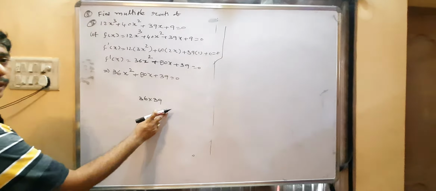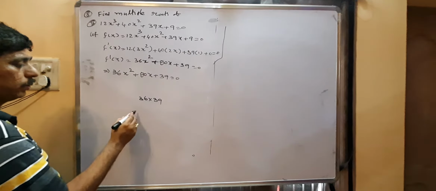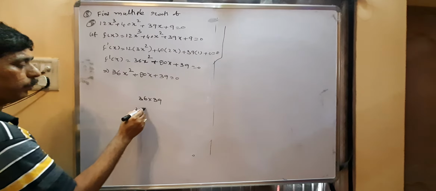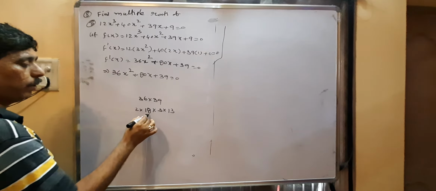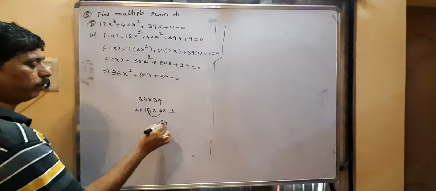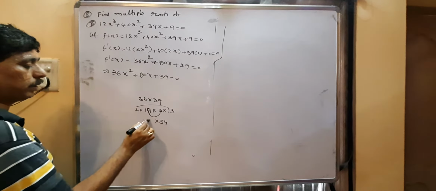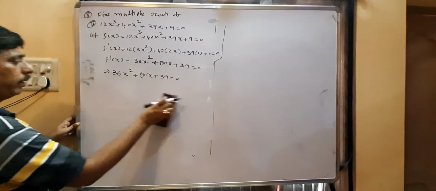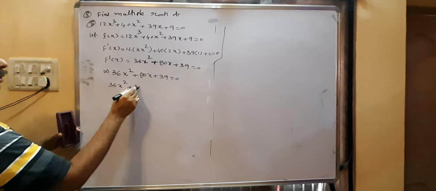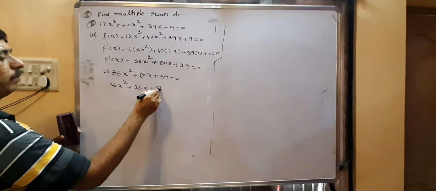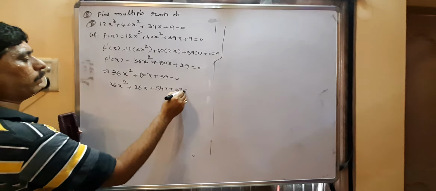36 into 39, the factor summation is 80. So this can be split as 26 and 54: 2 into 13 is 26, 3 into 18 is 54, and 26 plus 54 is 80. So this can be written as 36x square plus 26x plus 54x plus 39 equal to 0.